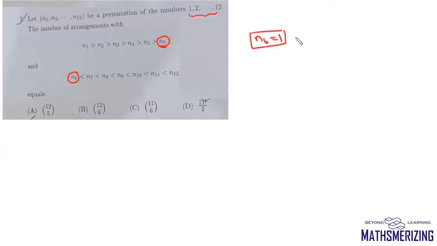So for N6, we have only one choice and it is 1. Now from the remaining 11 numbers, we need to choose 5 numbers for this side and 6 numbers for this side. From these 11, we can select any 5 numbers in 11C5 ways, and the remaining 6 will be simply 6C6, which is nothing but 1. Since we are arranging them in ascending or descending order, they can be arranged in only one way. So the total number of arrangements will be simply 11C5, or by nCr = nC(n-r), 11C6, and that's your option C.